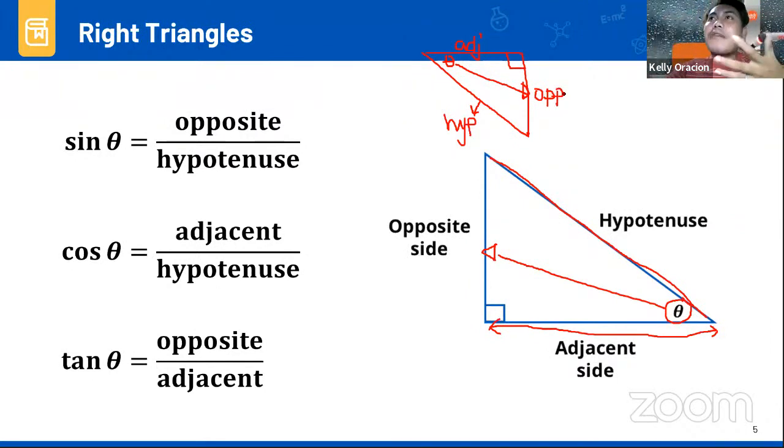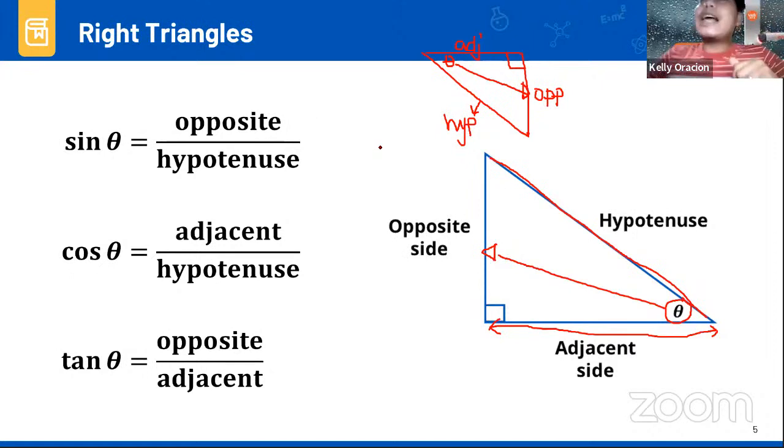Again, it is very important that you need to identify or correctly label the side of a right triangle. Dapat alam niyo yung proper label niya. Saan banda yung opposite side? Saan banda yung adjacent side? Dapat alam niyo yan. Check your label.